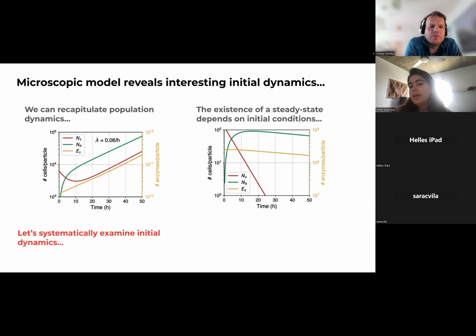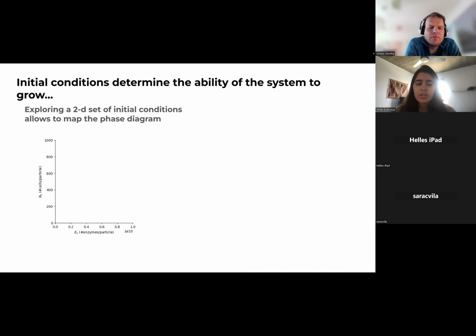And because we can do this on a computer, let's be a little bit more systematic about this and examine the initial conditions. I'm going to show you a few two-dimensional graphs that look like this. I'm taking my four-dimensional system that has nutrients, planktonic cells, surface attached cells, and surface attached enzymes, keeping all of the parameters fixed. The only thing I'm changing is the initial condition, so the initial number of surface attached cells and enzyme attached cells. And enzymes are attached to particles, sorry.